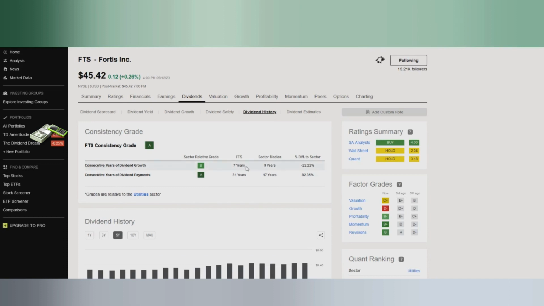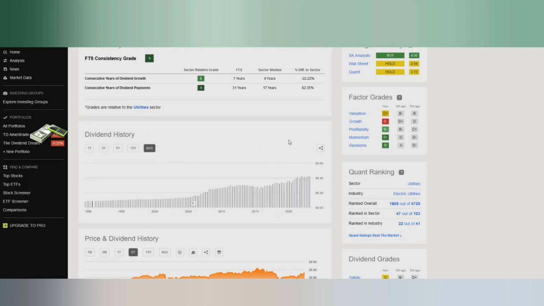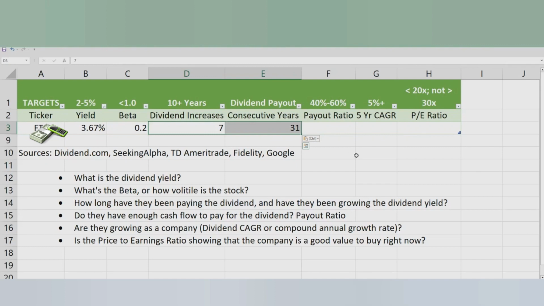Fortis has been raising their dividends for the past 7 years, but they've been consecutively paying out the dividends for the past 31 years. And so then you can actually see the detail of exactly what the payouts have been for the last 5 years, or the last 10 years, or even the last 30 years, which is an amazing amount of information all in one place. And so now we can go ahead and put that information in here. It doesn't quite tick the box of at least 10 years plus there, but you can see how long and how consistently they've been paying out, with some years where they just kept the dividend flat.